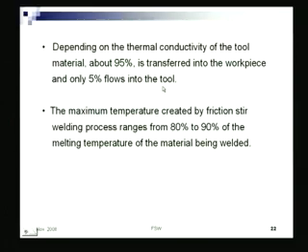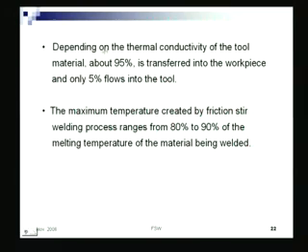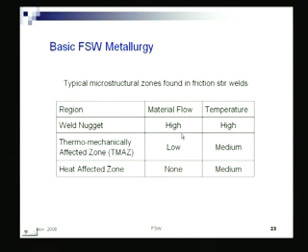This is provided the material is highly non-conducting. If you choose a wrong material, if the tool is made up of a material which is conducting, then this kind of heat distribution would not hold. Here the heat loss is much less. Ideally it should have been 0, right, but that is not feasible. So at least 95% should be transferred to the workpiece. Maximum temperature created by the friction stir welding process is generally of the order of 80 to 90% of the melting temperature.